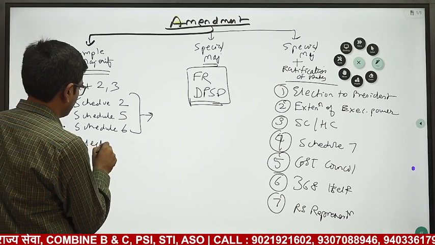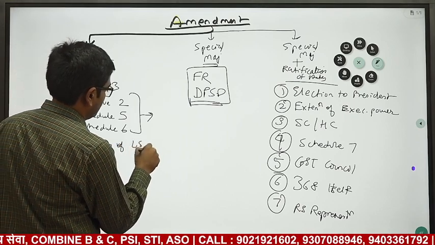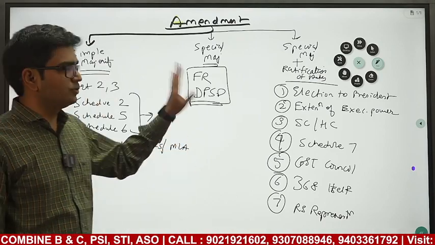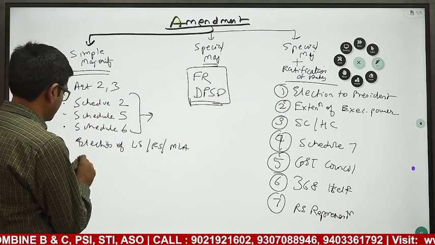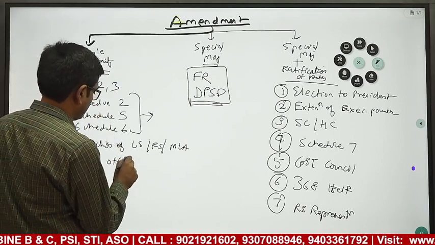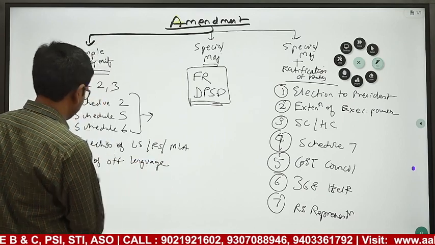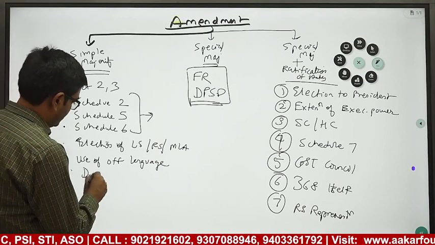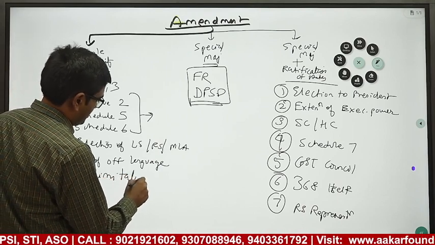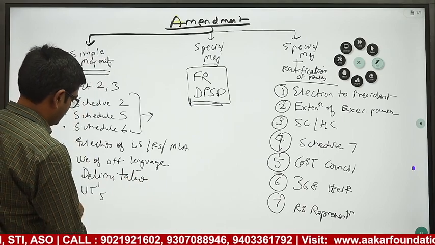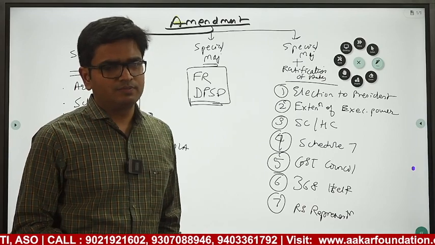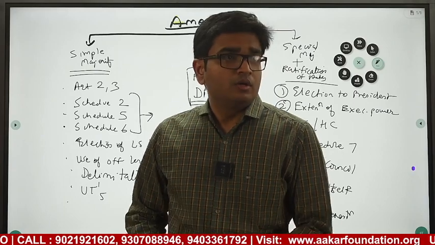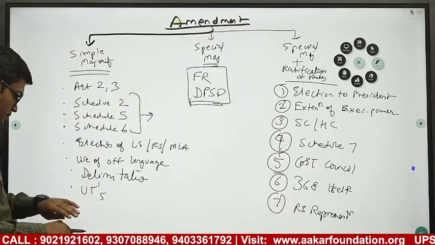Then election of Lok Sabha, Rajya Sabha or MLAs. That procedure also can be changed without going to the states. Then use of official language. This is also something that can be changed without special majority. Then regarding citizenship or delimitation. Then regarding UTs. So there are a few things that can be amended without requiring Article 368 to be amended. So these are the things that I needed to mention.